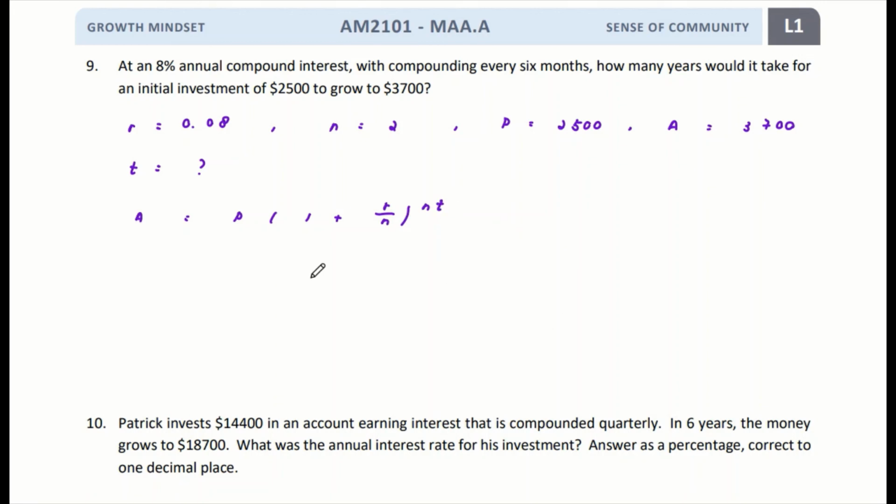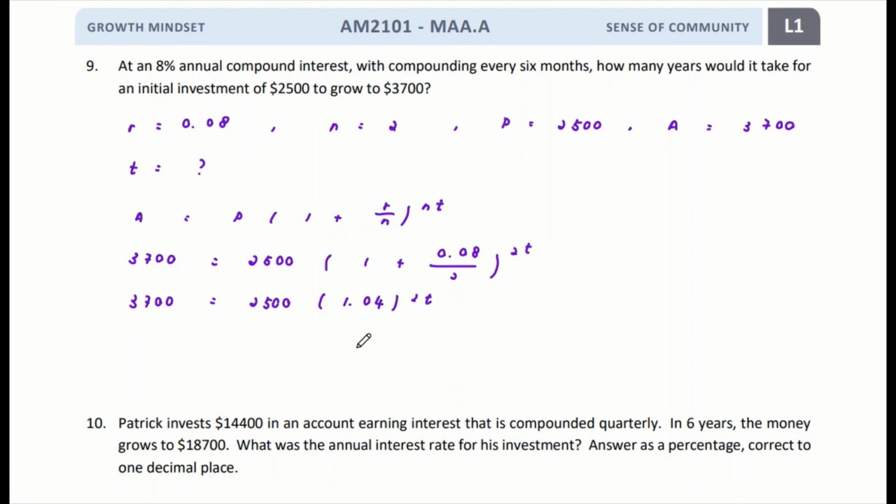So in this case, our A here is 3,700, equal to the principal P, 2,500, times 1 plus the r here, 0.08, over the n here, 2 times per year, so another 2, and t is the one that we want to find. Now let's substitute all the numbers. We have 3,700 equal to 2,500 times, 0.08 divided by 2 is 0.04, so that is 1.04 to the power of 2t.